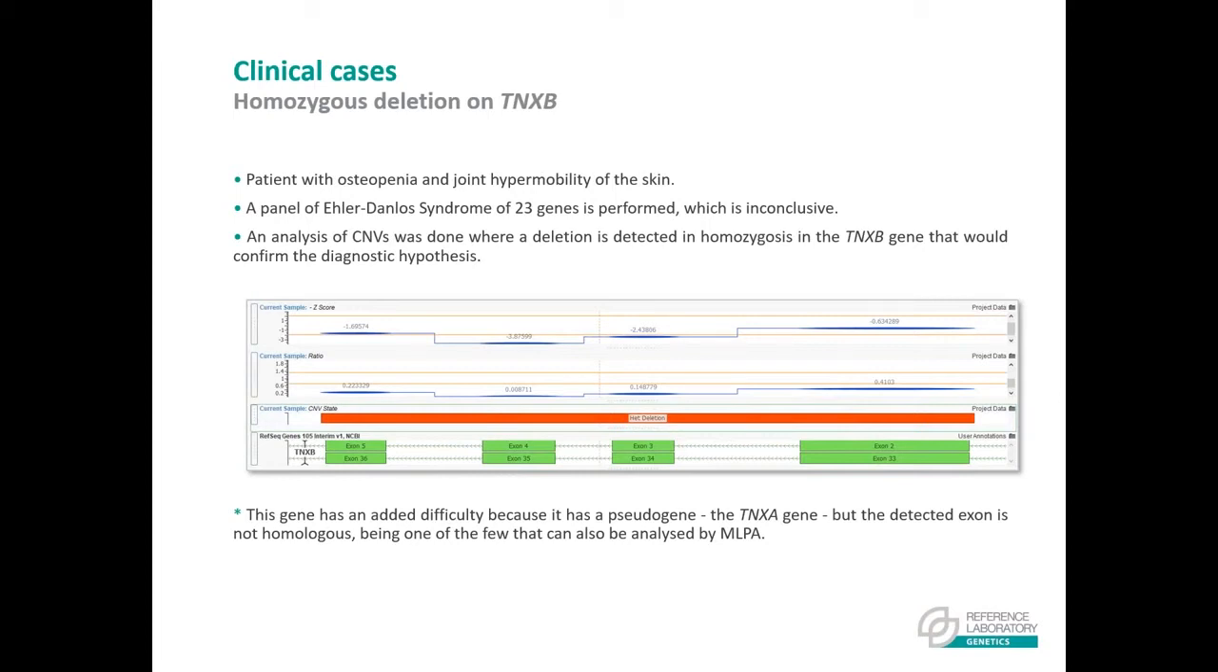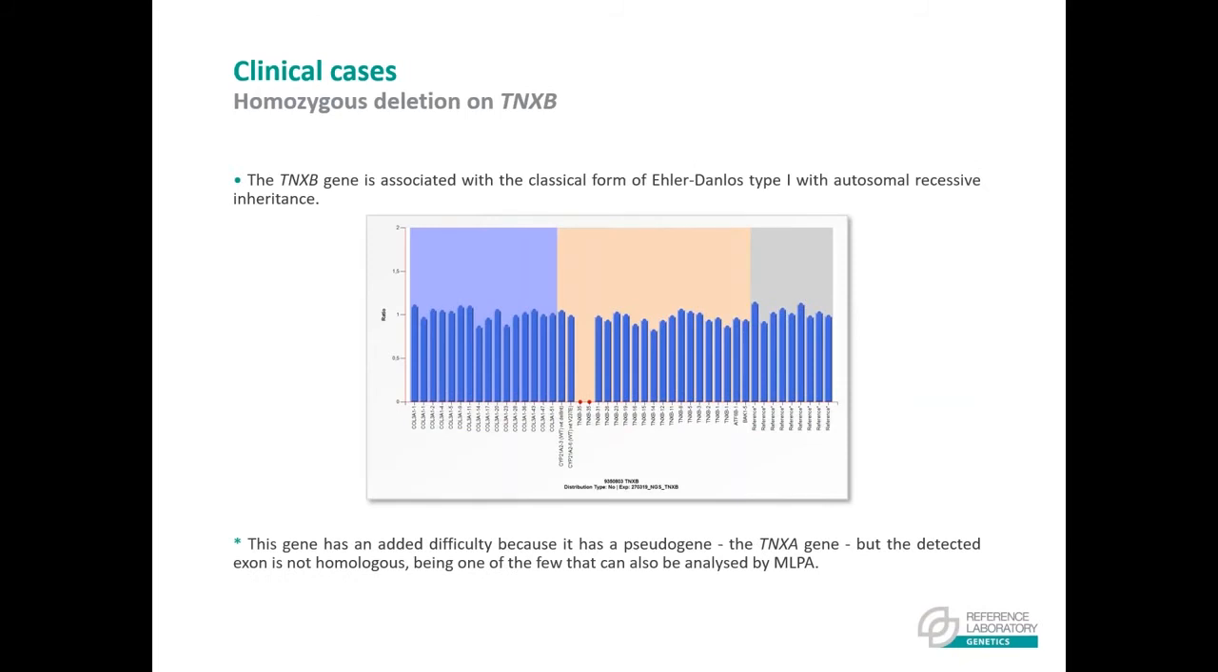This gene, as we can see in the image below, has a lot of background noise. This is due to the fact that many exons of the TNXB gene have great homology with the TNXA gene. If it is not well analyzed, it is possible not to see it or to think it's an error. As shown in this slide, it is categorized as a heterozygous deletion, being in reality a homozygous deletion. The TNXB gene could match the patient's clinical condition since it is associated with the classical form of Ehlers-Danlos.